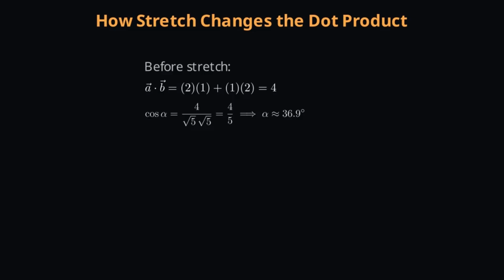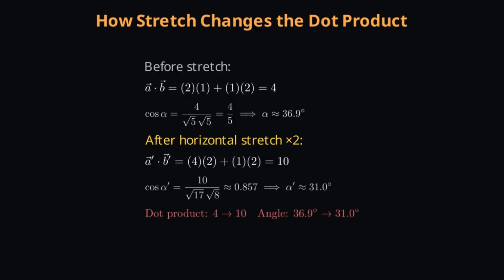Let's put numbers to it. Take vectors A equals (2, 1) and B equals (1, 2). Their dot product is 2 times 1 plus 1 times 2, which equals 4. The angle between them is about 36.9 degrees. After a horizontal stretch by 2, A becomes (4, 1) and B becomes (2, 2). The dot product jumps to 10, and the angle between them shrinks to about 31 degrees. The stretch has squeezed them closer together.